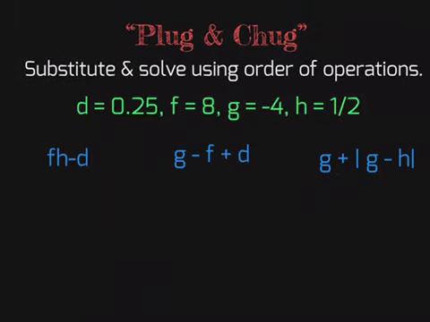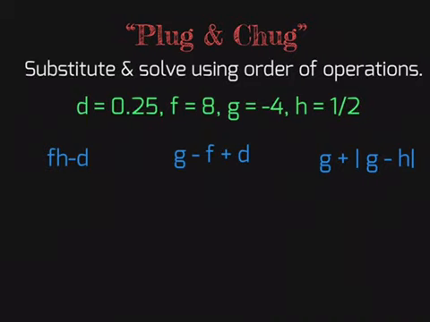We have 3 more expressions, but if you notice, our values now include whole numbers, integers, decimals, fractions. It includes all of those rational numbers, and I'm going to show you how to plug those in and solve them. The first expression we have is FH minus D.